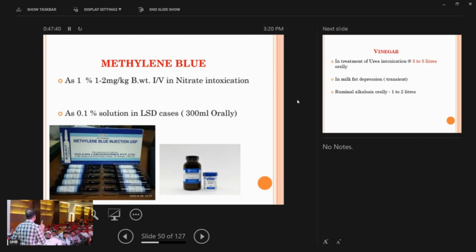In cyanide intoxication, the mucous membrane will be brick red in color. In nitrate intoxication, the mucous membrane is chocolate brown in color. This is the difference between these two.